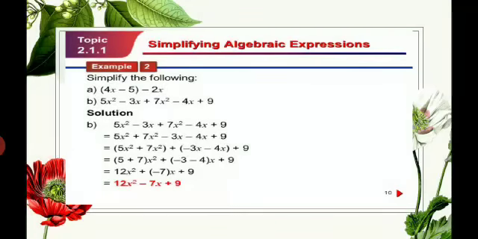Okay, how can you simplify the equation? Like in question 2: 5x square minus 3x plus 7x square minus 4x plus 9. You will add or subtract. There are different operations in this equation: x square, x and x. There are two variables, x square and x.